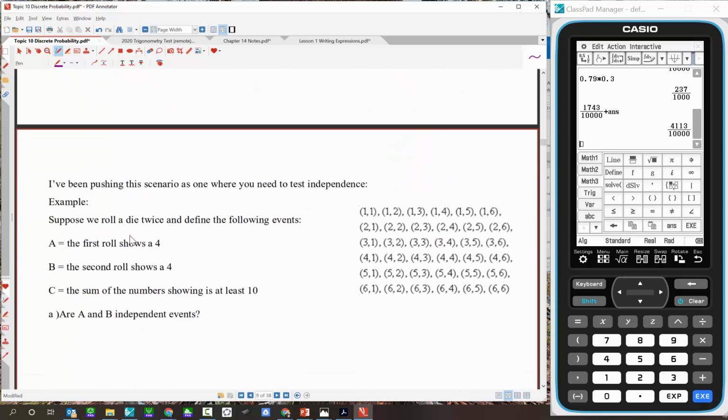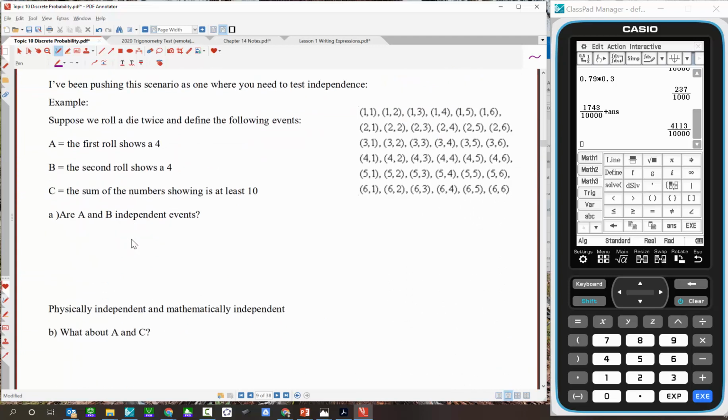All right, so this is one where you need to test independence. Okay, so this one here, we've got a dice being rolled and the following events occur. So A, the first roll shows a 4. So the probability of A, the first roll shows a 4, is of course 1 in 6. Right, there they are there. B, the second roll shows a 4. That's just going to be 1 in 6.